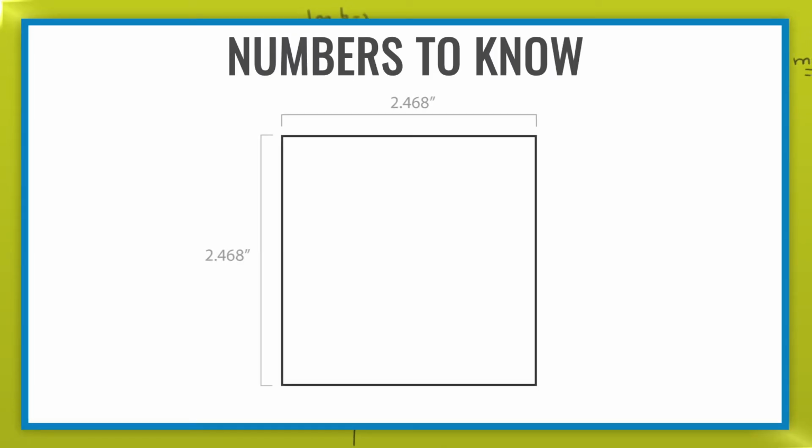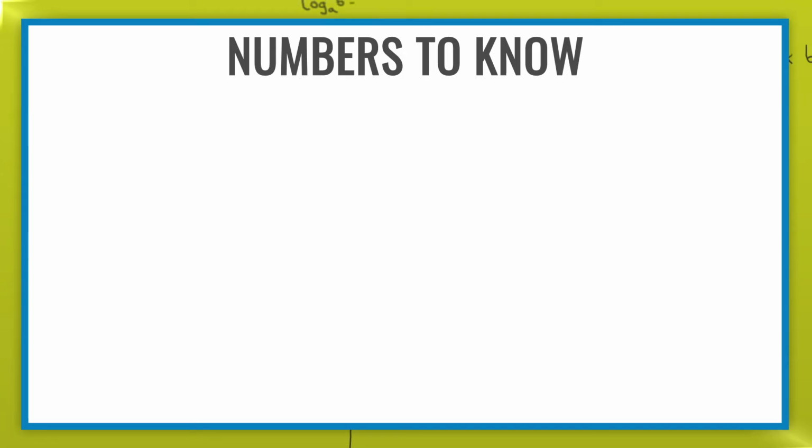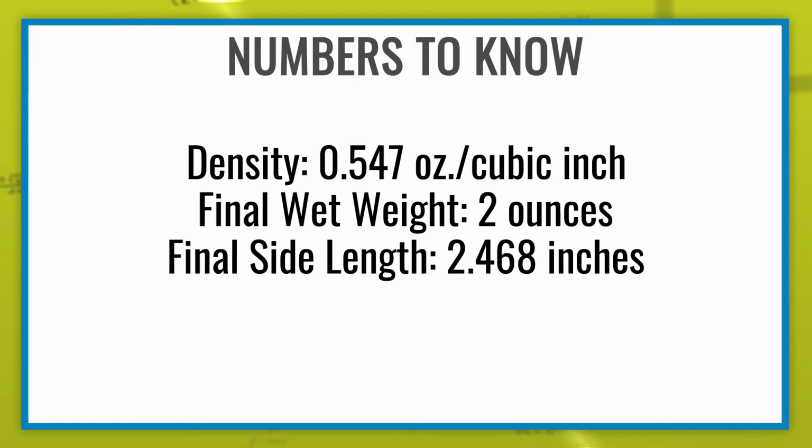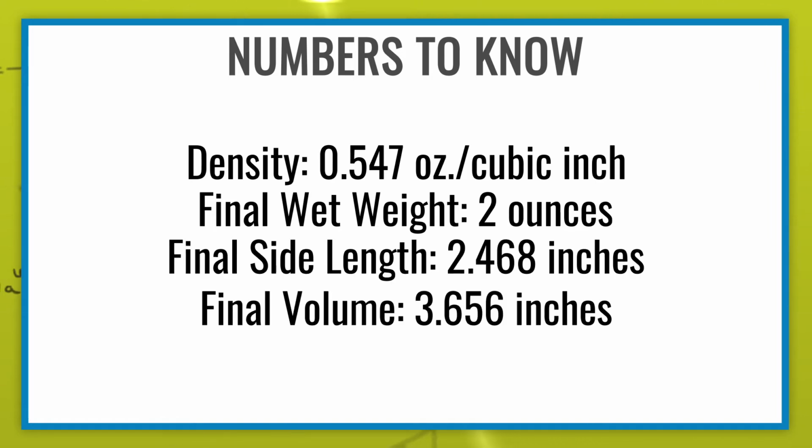That sounds good. What parameters change? Well, they still need a 2-ounce patty, but they will want the sides to be 2.468 inches. Okay, that should be pretty easy. Let's find the final height given the previous parameters: density, final wet weight, final side length, and final volume.